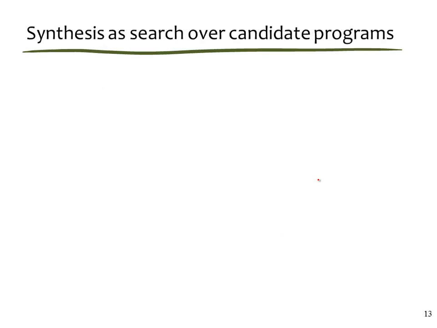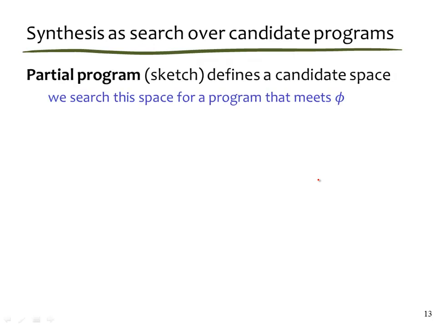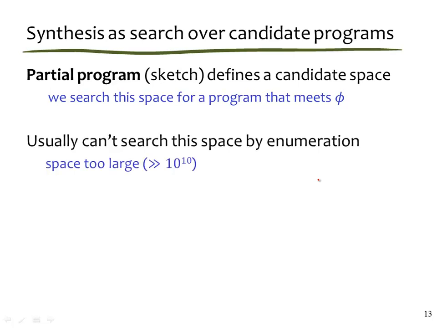So what is synthesis the way we phrased it? Well, that partial program, we'll just call it sketch because the word is shorter, defines a candidate space. Right? Essentially, for every completion to the sketch, we have a new candidate program. Most of them are, of course, incorrect with respect to the spec, but we'll search the space for one program that meets that specification. Usually we cannot do it exhaustively.